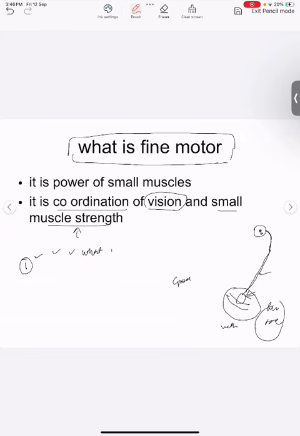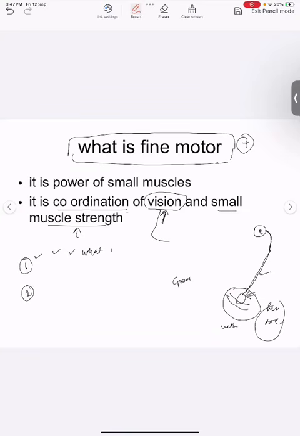Is the child looking at me? Is he attentive towards me? So you want to see the coordination of his vision with you, and after that we will do the assessment of the muscles. There must be coordination between the vision and the small muscles to make it a proper fine motor assessment. Okay, so what is your next question?